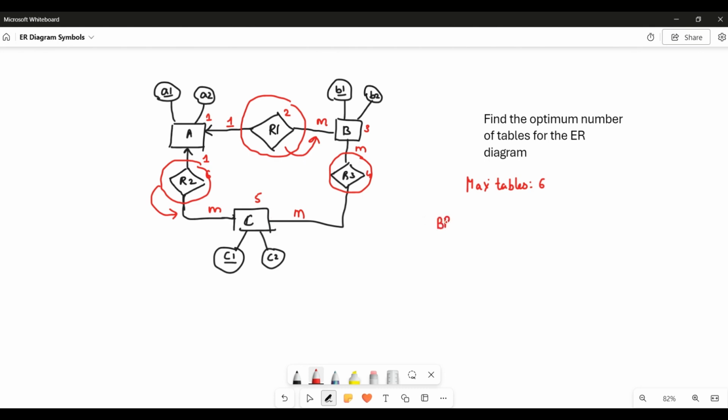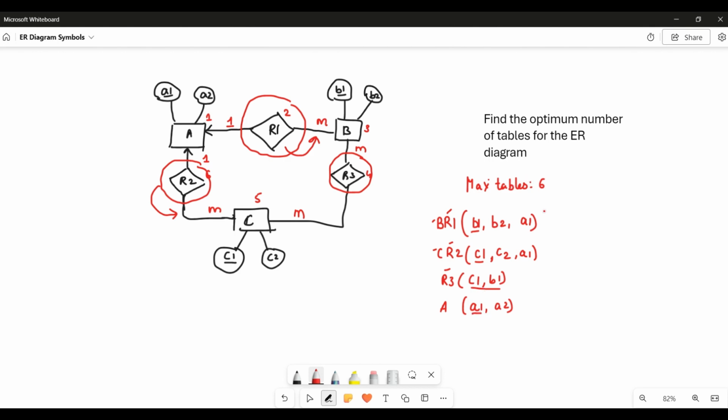I'll have BR1, and the attributes are B1, B2, and A1. Then I'm moving R2 towards C, so I'll have CR2, C1, C2, and A1. Now R3 cannot be moved, so I'll just take R3 as it is: C1 and B1. So I have completed R1, R2, and R3, also included with entities B and C. So what else is left? Only entity A is left.